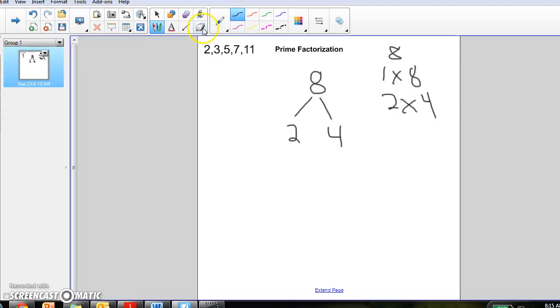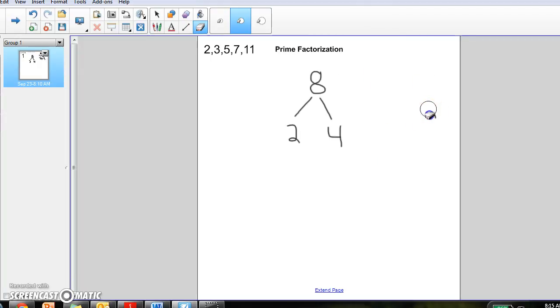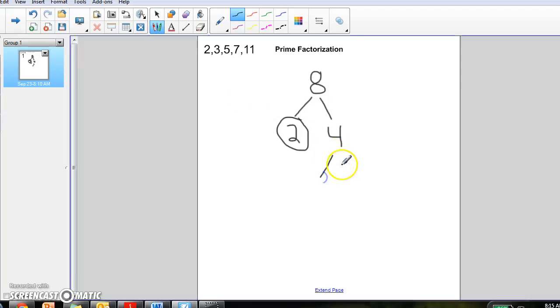Now, once I have those factors of 8, I look to see, are there any of these prime numbers over here? I do actually see a prime number. I circle it here, 2. 4 is not a prime number. I look over here, 4. Nope, no 4s over here. So I have to continue making a tree for 4.